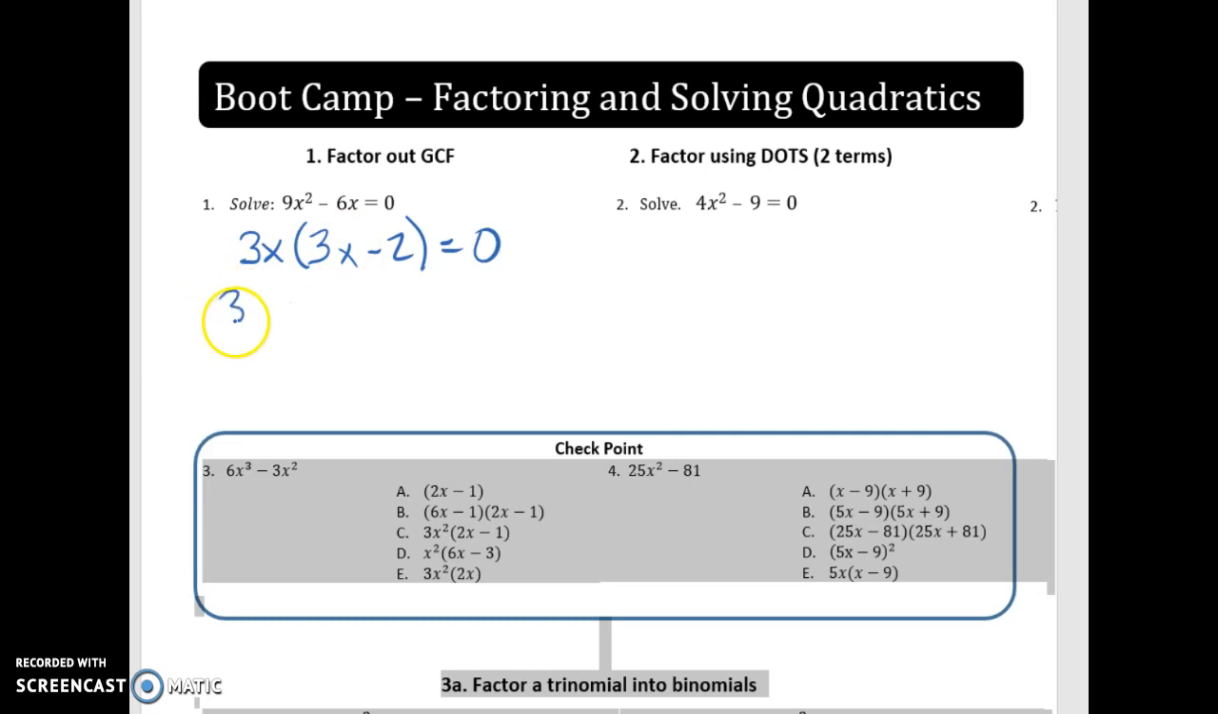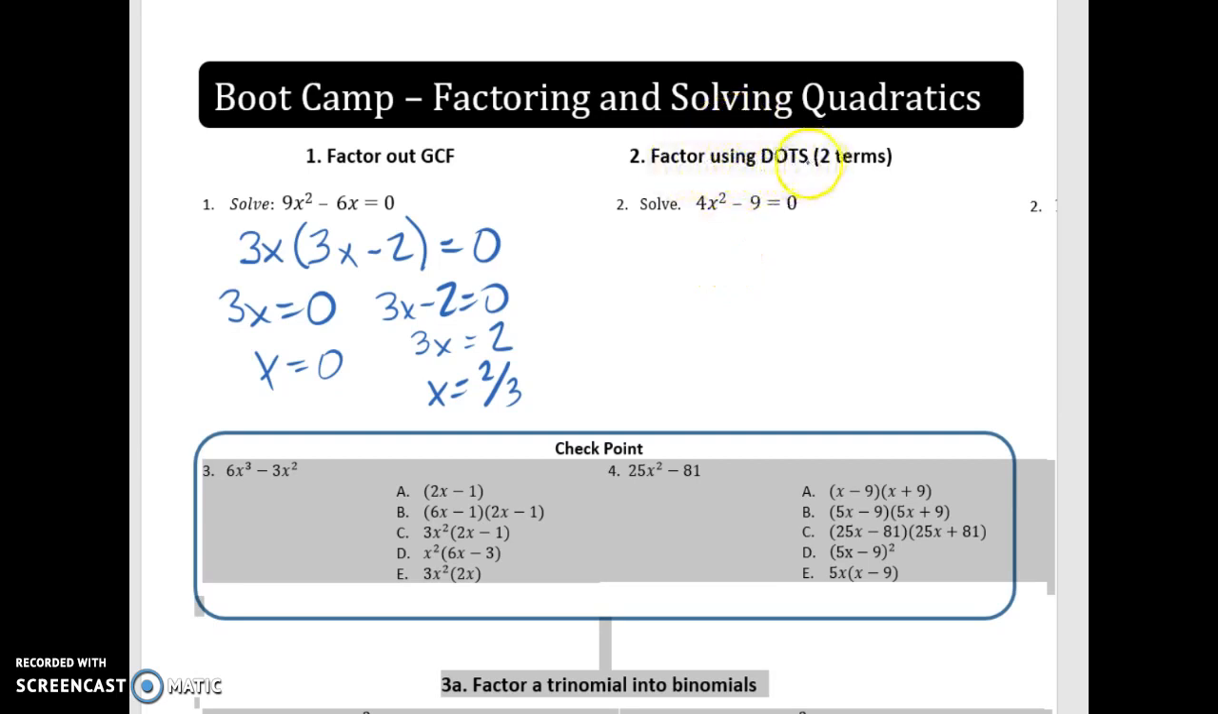You can always distribute to check that you've done that properly. And then set each factor equal to 0. So this is a factor, and this is a factor. And then solve. So dividing by 3, x will equal 0. On this side, 3x is going to be 2. So x is 2/3. Okay, and remember, on any of these, you can always graph using your graphing calculator, then find or calculate the intercepts.